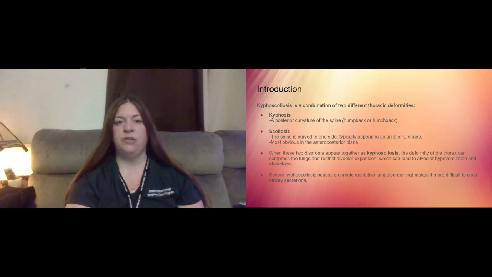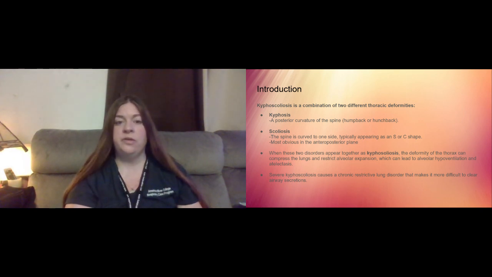Kyphoscoliosis is a combination of two different thoracic deformities. First, we have kyphosis, which is a posterior curvature of the spine, also known as humpback or hunchback. And second, we have scoliosis, which is when the spine is curved to one side, typically appearing as an S or C shape, and it's most obvious in the anterior-posterior plane.